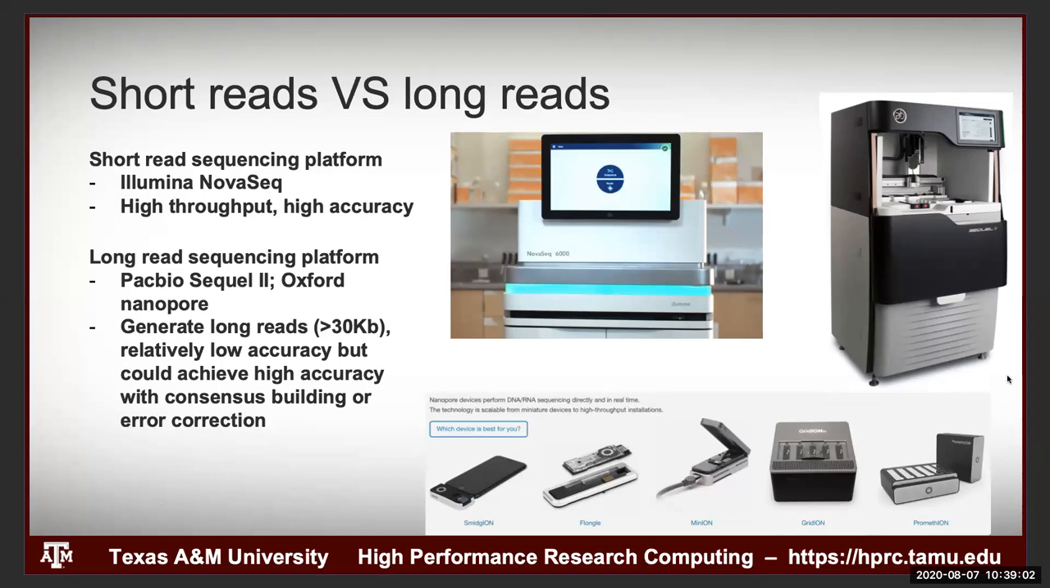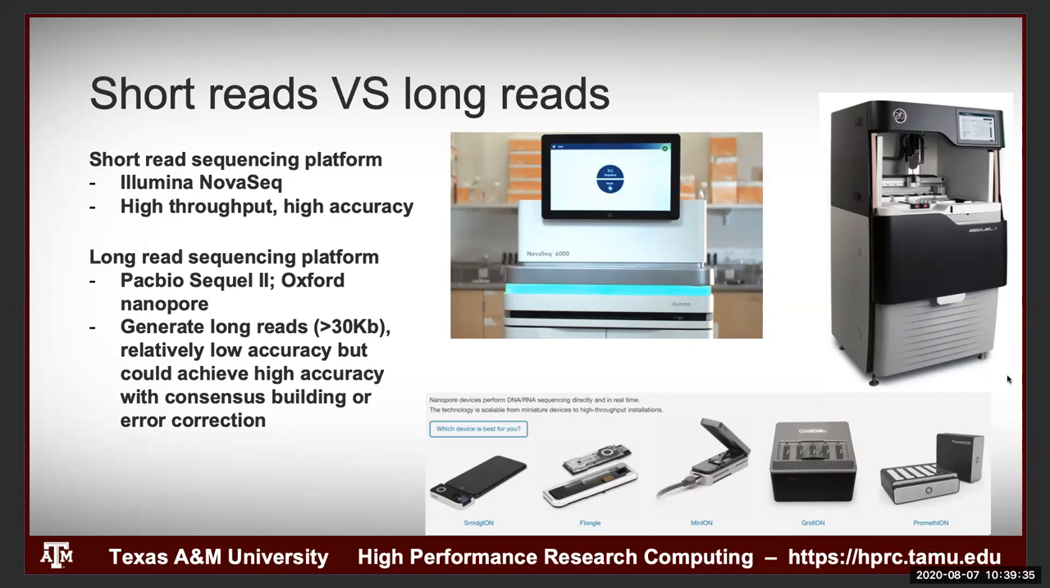If you are familiar with sequencing technologies, we know we basically have two types: short read or long read. Short read, like Illumina, is really high throughput and the accuracy is very good. Long read platforms like PacBio Sequel 2 are also very high throughput, and so is Oxford Nanopore. They can generate longer reads, even longer than 30 KB. But the accuracy is sometimes relatively lower compared to Illumina.